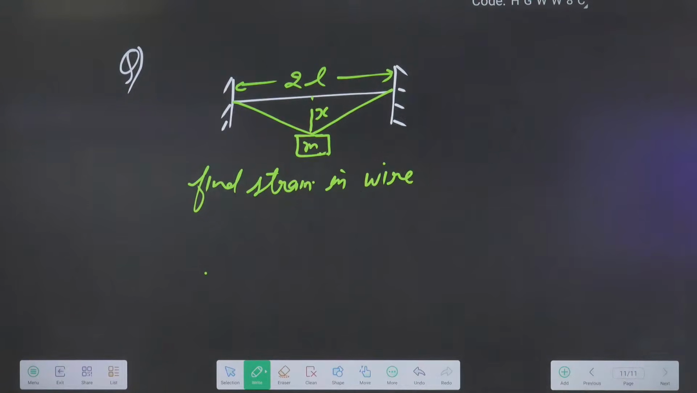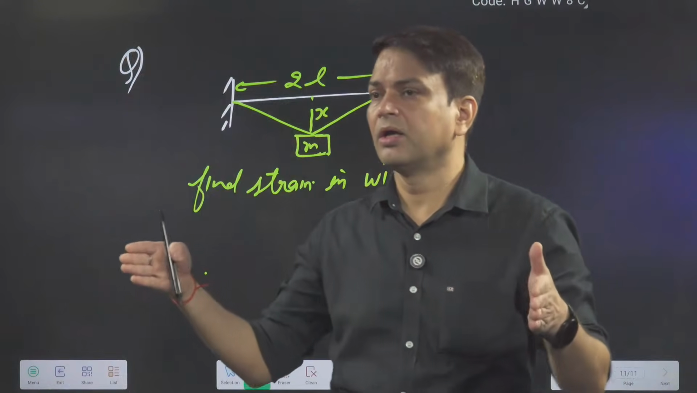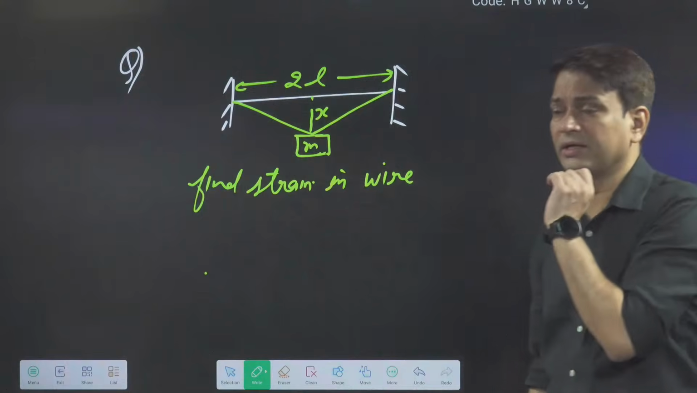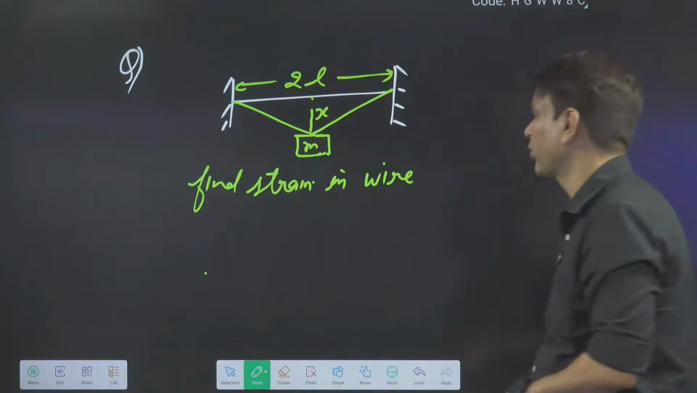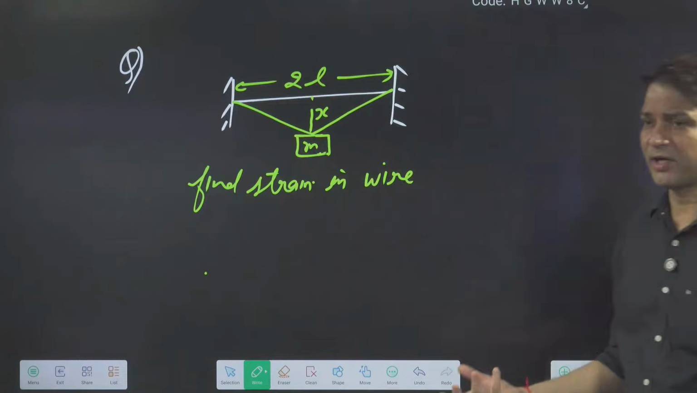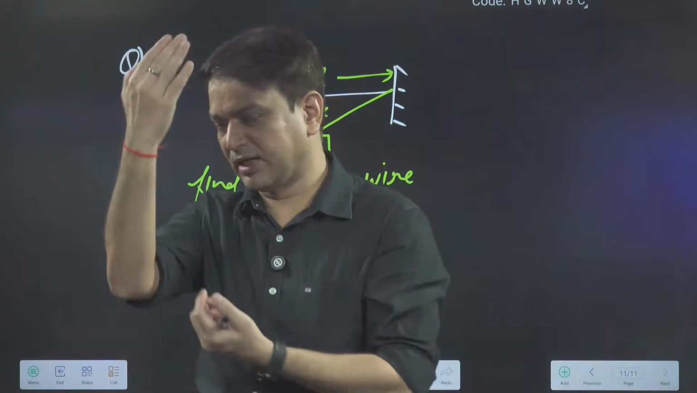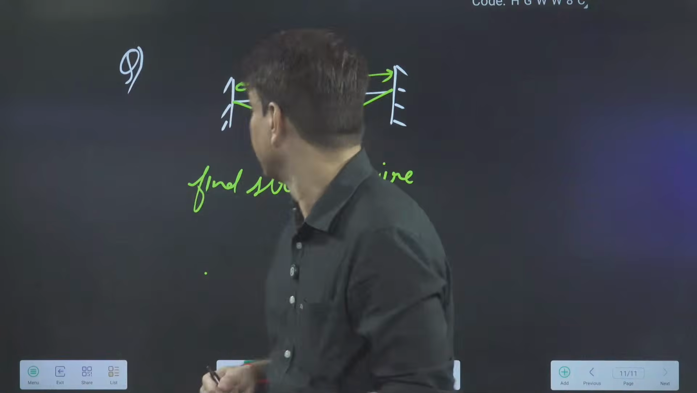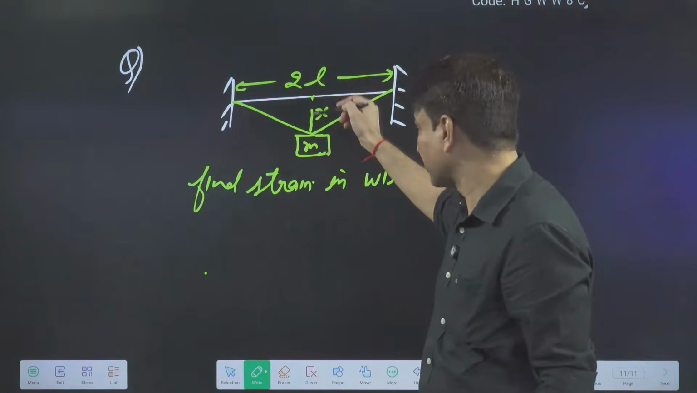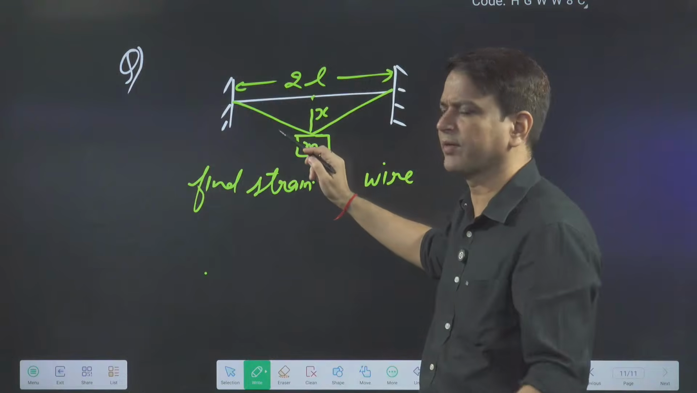Now listen, here one wire of the length 2L we fix between the rigid walls. Okay, length is what? 2L. Now at the midpoint, I suspend the mass M. After suspending the weight, due to the weight, this point got sunk by X. Everybody is getting this type of question; we have done it in Newton's laws.